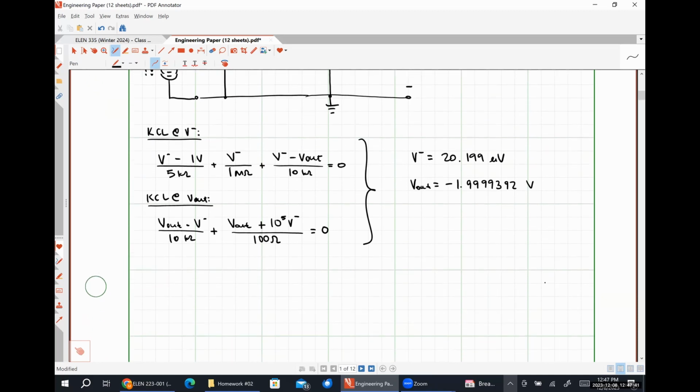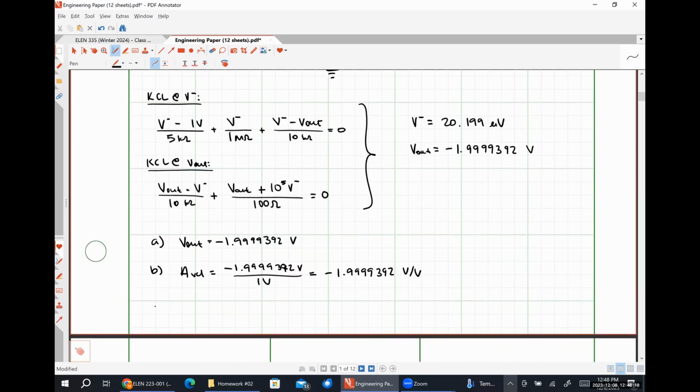Well, actually, I can't easily solve for part A. I just solved for part A, right? So we can say definitively that V out is negative 1.999392 volts. Part B, our closed loop voltage gain, is going to be that negative 1.999392 volts divided by 1 volt, which comes out to be negative 1.999392 volts per volt.